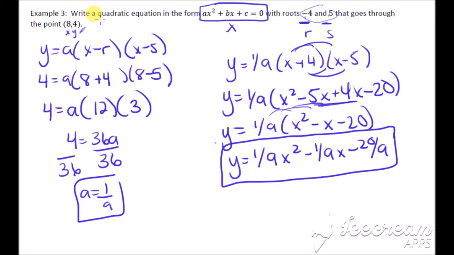So don't just think that when you are given two roots, or when you're given the standard equation, you have to use the standard equation first. You can use something else first and then convert it.